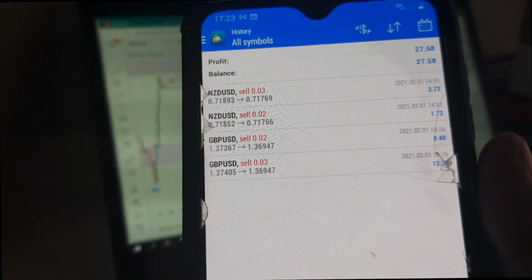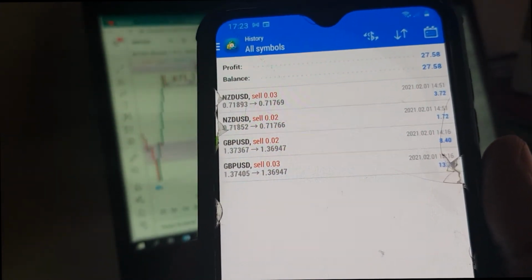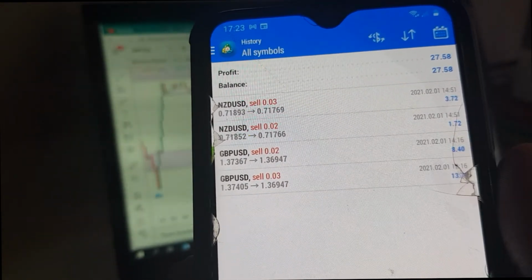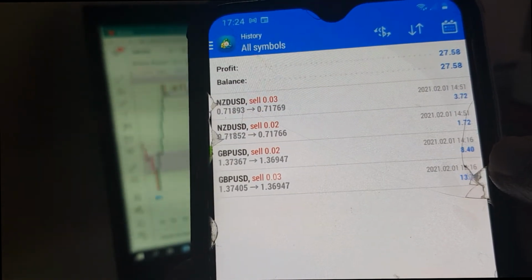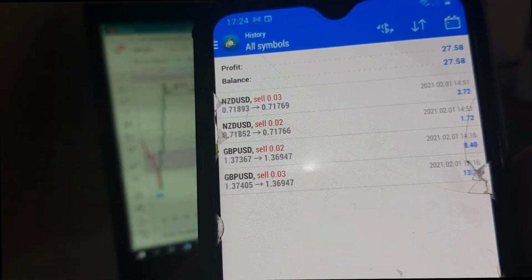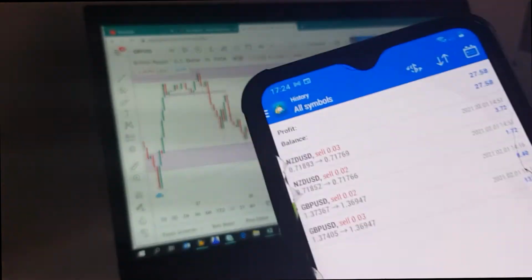So these are the trades that I placed today. Since I'm still a beginner, guys, I'm using a small lot size like I've said. These are the pairs, GBPUSD. The first trade, which was 0.02, I made let's say $8.4, and the one that was 0.03, I made let's say $13.7 from this trade.